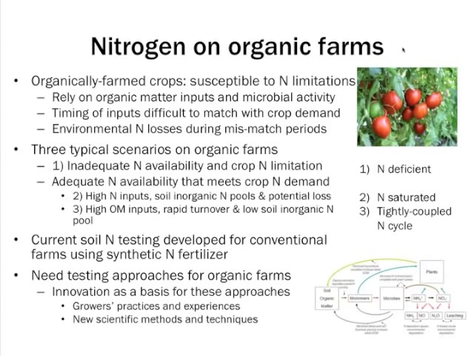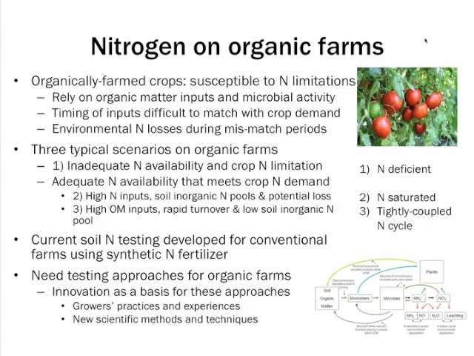This is the same slide, just putting it in better context of exactly what we're going to be talking about today. First of all, we're going to be talking about tomatoes, a major crop in California. The typical hypothesized scenarios that I just described, we're giving them some names. These names are just shortcuts, but they help us throughout the presentation. The first one would be N deficiency for crops, and the second two would be adequate nitrogen availability that might be nitrogen saturated versus a tightly coupled N cycle as the third scenario.